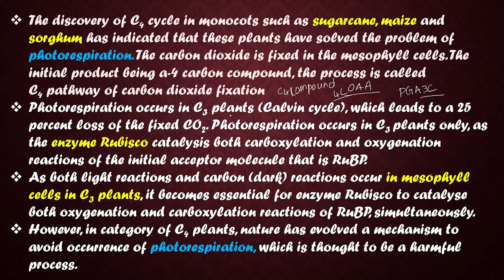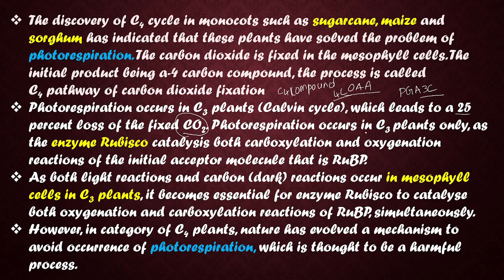Photorespiration occurs in C3 plants, that is, in the Calvin cycle. It is named after the person who discovered the cycle, Melvin Calvin, whereas the C4 cycle was discovered by Hatch and Slack. The Calvin cycle leads to a 25% loss of the fixed CO2. Among 100%, 25% of the fixed CO2 is lost due to photorespiration.